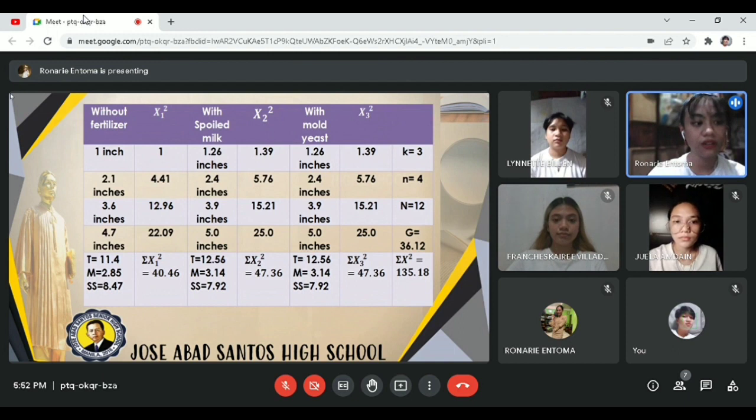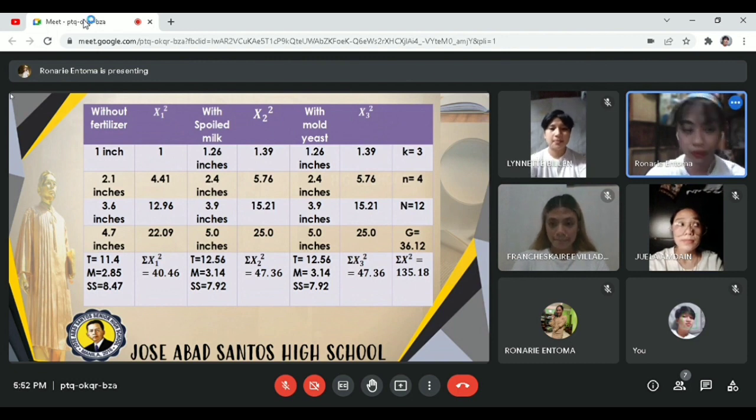By gathering all the data of sweet basil plants using non-fertilizer, spoiled milk, and mold yeast, it indicates the mean of each group, the squared of the givens of each group, and the total givens. Moreover, the sum of squares and summation of x squared are also part of our data. The K represents the number of group columns, which is 3. And N shows the number of givens, which is 4. By this data, we can now proceed to our next step.